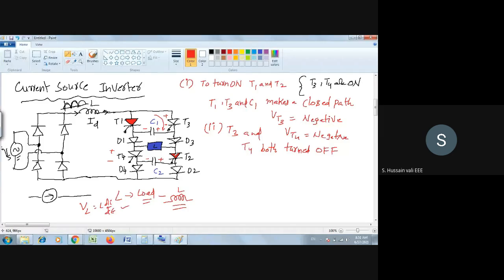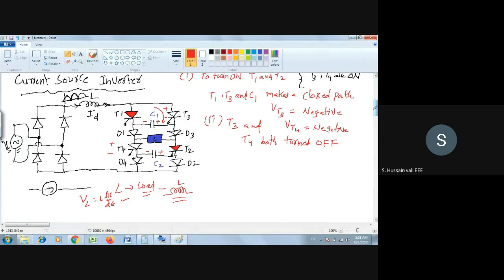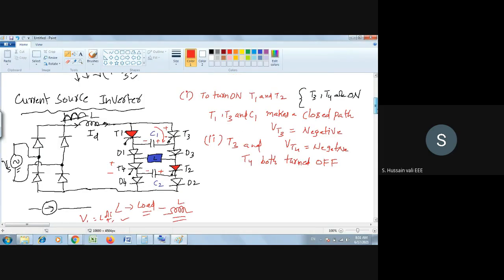When both are turned off, what exactly happens now? One more thing you must understand here: when T3, T4 are on, meaning before this step, what is the closed path? You must understand the closed path, the path in which the current is flowing.